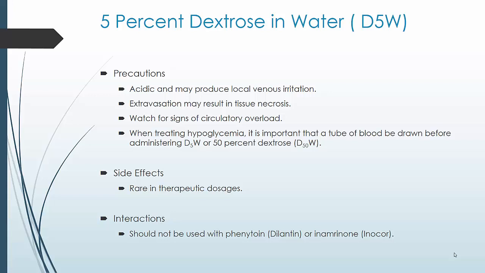All right. Your pH, remember we talked about it's acidic. Your pH for D5W is 3.5 to 6. Remember, normal pH of the body should be between 7.35 and 7.45. So you can see if you give too much of this to a patient, you can cause some very severe problems in them. Your side effects: rare in a therapeutic dosage. Interactions: you do not want to mix this with phenytoin, or Dilantin, or Inocor. All right, it can cause a precipitate to form.